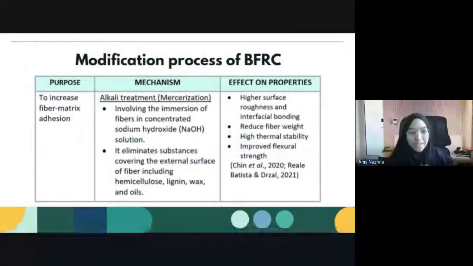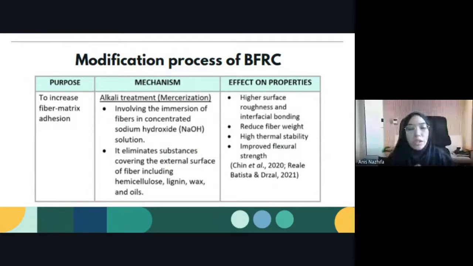Okay, let me start again. Surface modification treatment can considerably enhance the characteristics of fiber and composite. Chemical treatments have been discovered to increase fiber matrix adhesion, which is one of the key parameters determining mechanical characteristics of composite. The most common technique is alkali treatment or mercerization, which involves the immersion of fibers in concentrated sodium hydroxide solution. It eliminates substances covering the external surface of fiber, including hemicellulose, lignin, wax, and oils, resulting in a higher surface roughness and fiber matrix adhesion.